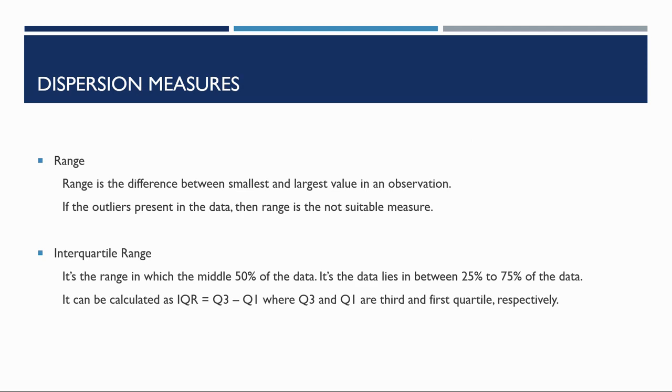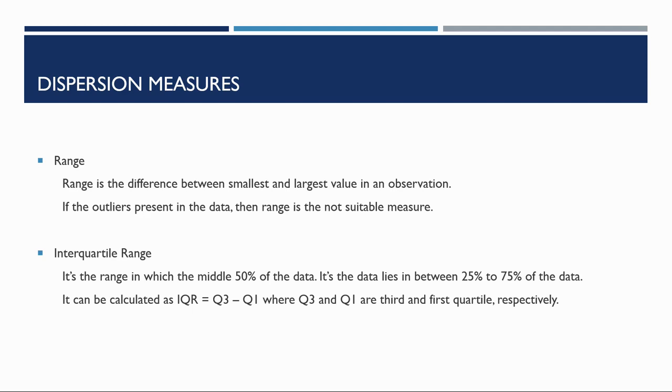So the first one is the range. Range is the difference between the smallest and largest value in an observation, but it is highly affected by outliers. If outliers are present in the data, then the range is not a suitable measure.